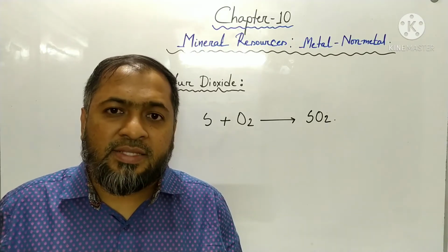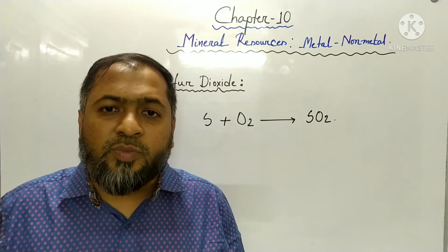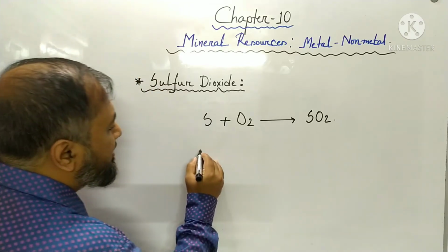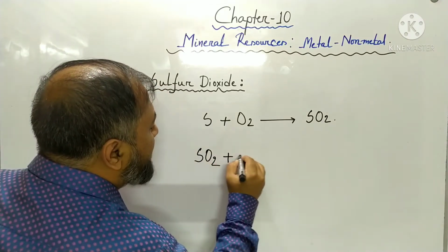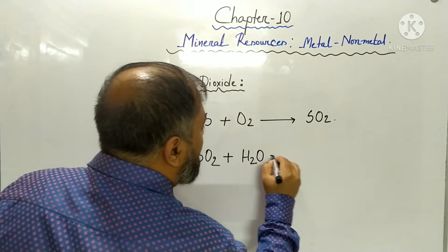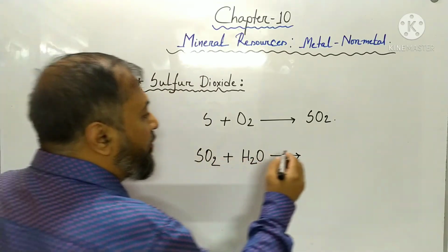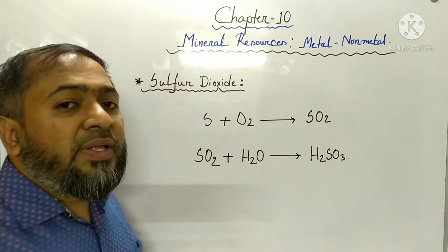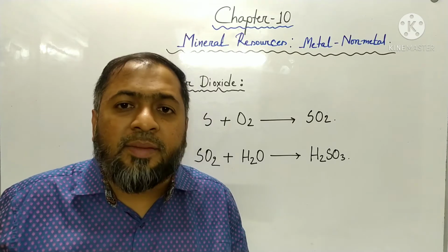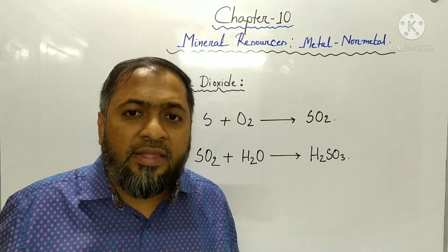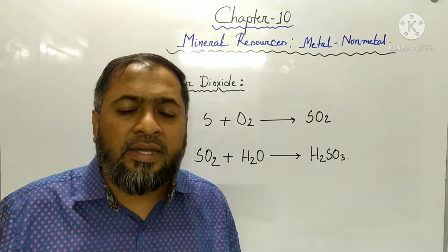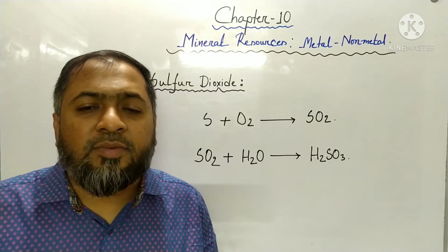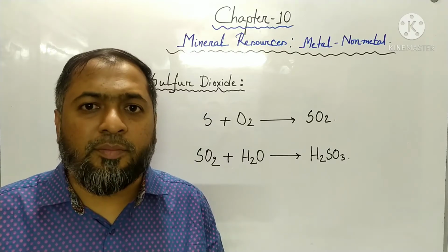This sulfur dioxide gas reacts with atmospheric water and produces sulfurous acid. You can see sulfur dioxide, when it reacts with atmospheric water which remains as a vapor, produces sulfurous acid. Due to the presence of sulfurous acid, the pH value of rainwater decreases significantly and the rainwater becomes acidic. So these are some of the examples of sulfur compounds.